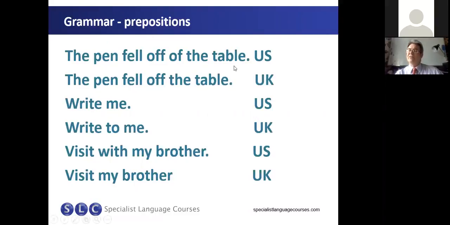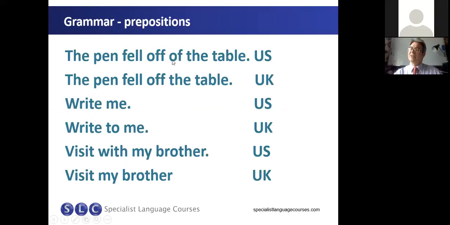The pen fell off of the table. That's American. I've read that in books. The boat was off of the coast of Connecticut, for example. It's very common. I've asked Americans, why do you say off of? And they say, we don't. But they do. It's very common. Perhaps not everywhere in the US, but you'll see that very, very often. You will hear it too. And it's just one little word, but it's recognizably US English.